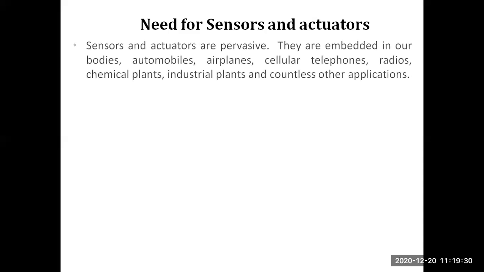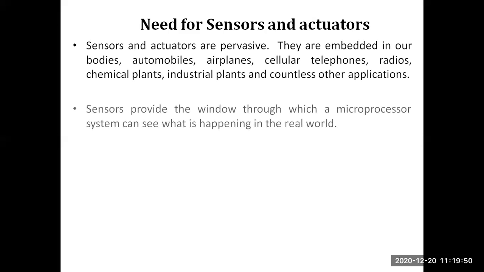Now sensors and actuators are quite important because they are everywhere, and not just in our bodies, as I said earlier. They are present in automobiles, aeroplanes, cellular phones, radios, chemical plants, industrial plants, and in plenty of domestic equipment. They're everywhere, and they are very important.